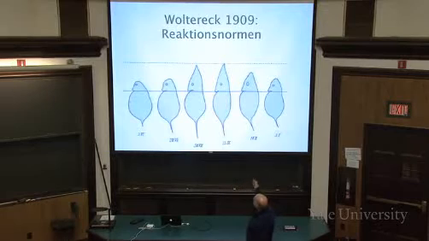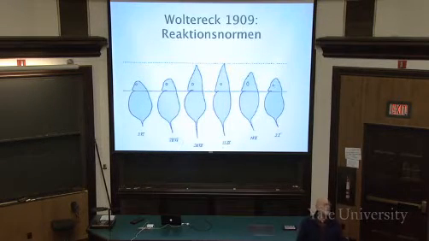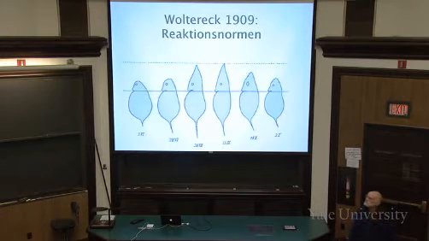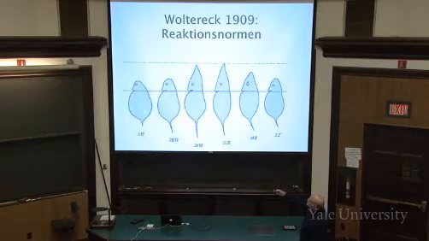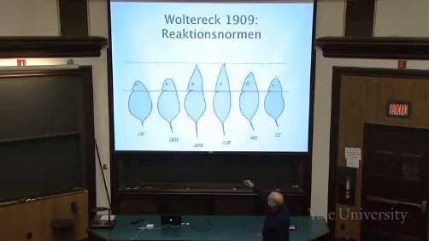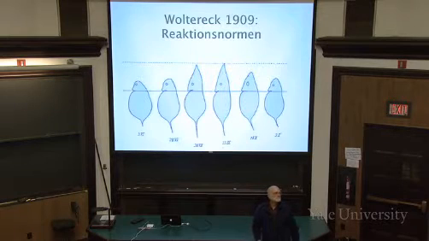This is the first picture ever made of a reaction norm. It was done by a German guy named Woltereck working in lakes near Munich, and so he called them Reaktionsnormen, not reaction norms. And what you see here are the morphological changes that are going on between generations. So this is a mother, this is her offspring, this is the offspring of this one, and so forth, within a single clone. These are water fleas that are reproducing asexually.